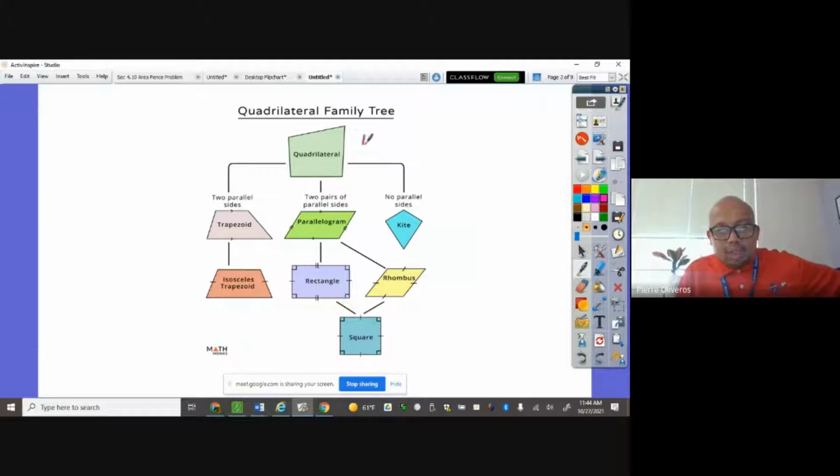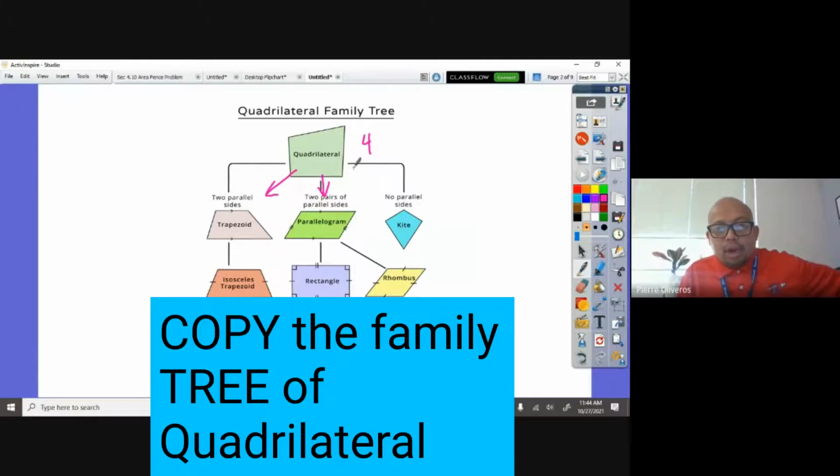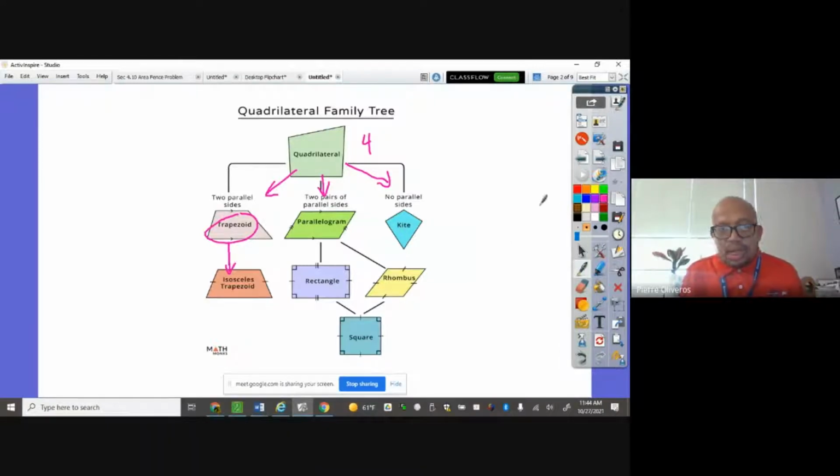Quadrilateral has four sides, and you have three options. Your options are two pairs of parallel sides, one pair of parallel sides, or no parallel sides at all. And trapezoid obviously falls on one pair of parallel sides. And there's a special kind of trapezoid. It's called the isosceles trapezoid. Isosceles trapezoid means that they have congruent legs, which I'll explain in a while.